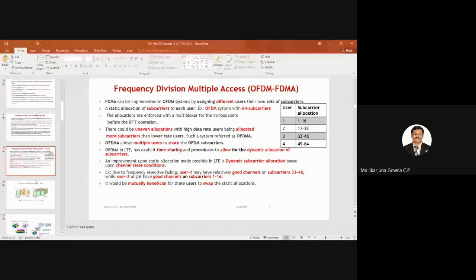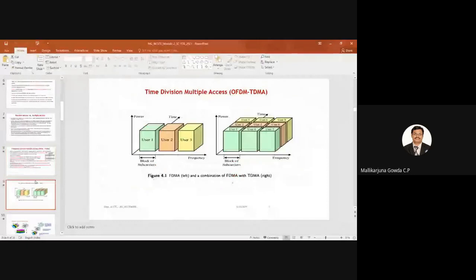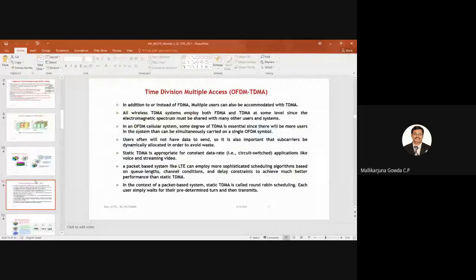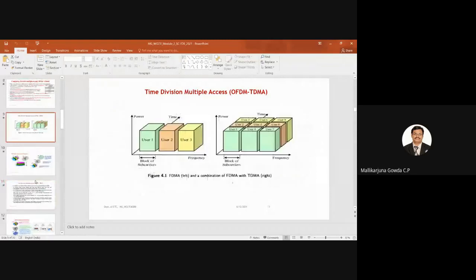I already talked about how this is done. I think I already told these things in the previous class: what is FDMA, TDMA, and CDMA. You can just have a look. So let me say about OFDM, TDMA. With respect to this diagram, I told here what this OFDM, TDMA is.